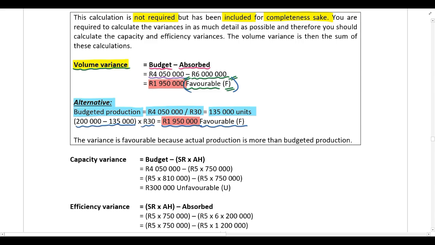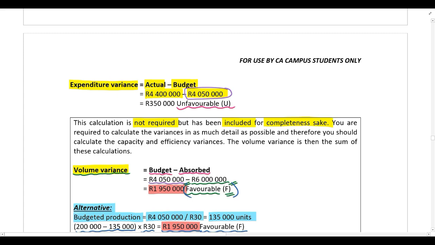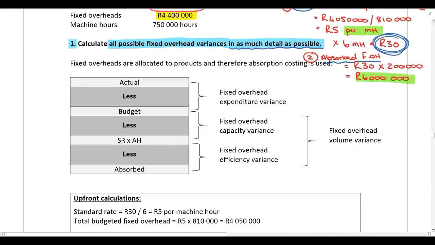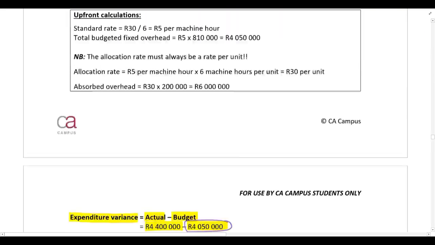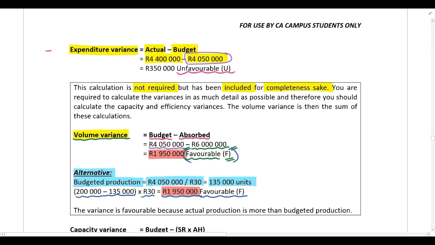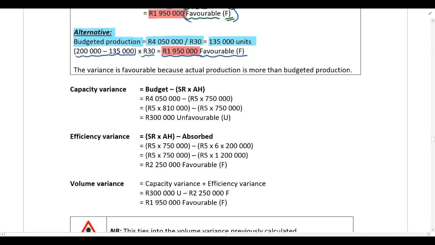All right. So in our variable and absorption costing lecture, in step 1, we calculate the allocation rate. In step 2, we calculate the absorbed fixed overhead. In step 3, we calculate the expenditure variance. And in step 4, we calculate the volume variance. And all of the calculations are performed in exactly the same way in both your standard costing lecture and also the variable and absorption costing lecture. The only extra calculation that we have now is we need to calculate the capacity variance and the efficiency variance.